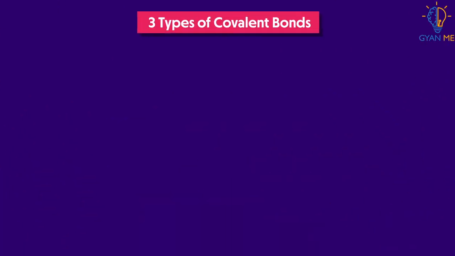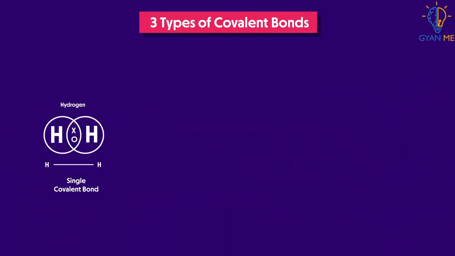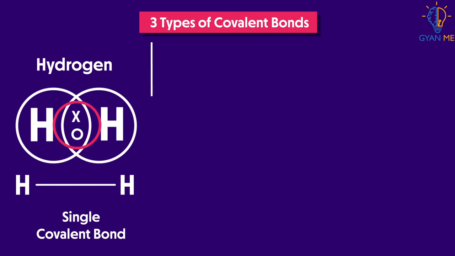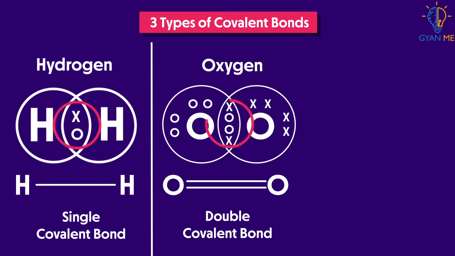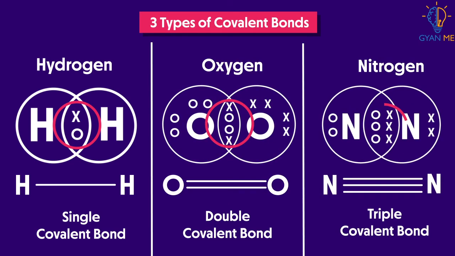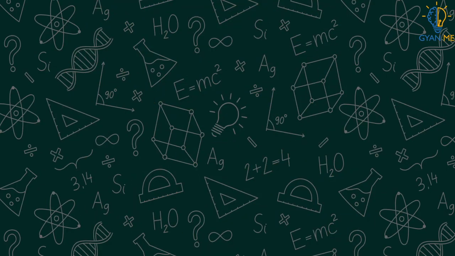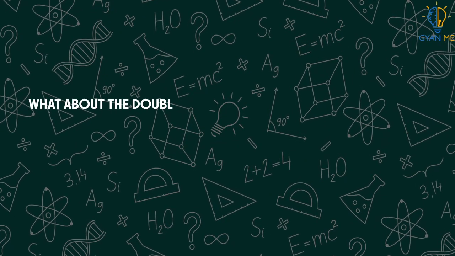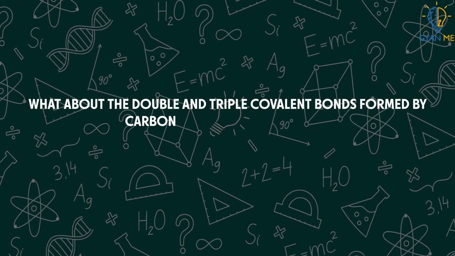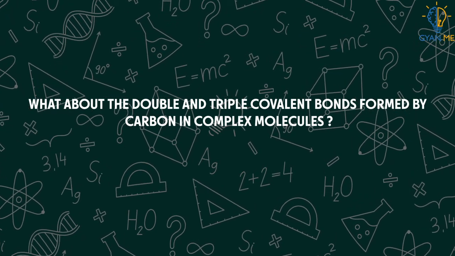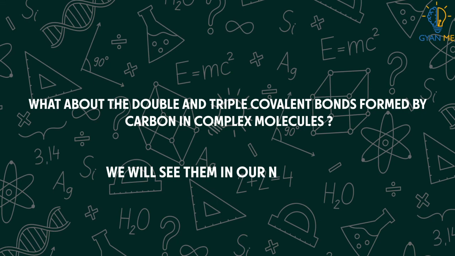Thus, there are 3 types of covalent bonds: single covalent bond, double covalent bond, and triple covalent bond. We learnt about covalent bonds and their types through simple molecules. Now what about the double and triple bonds formed by carbon, in complex molecules which have carbon? We will see them in our next video.